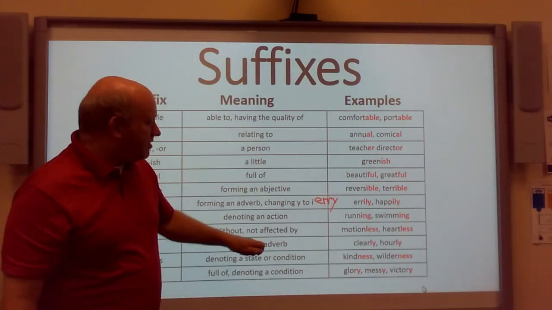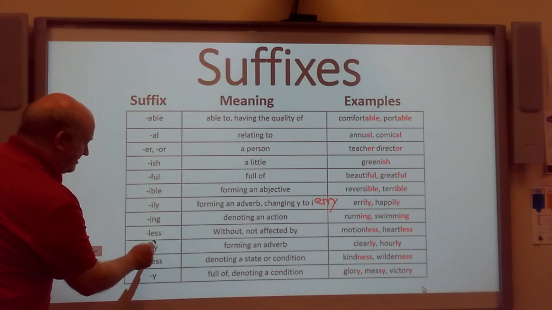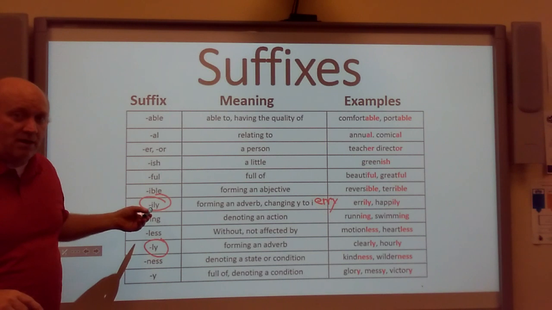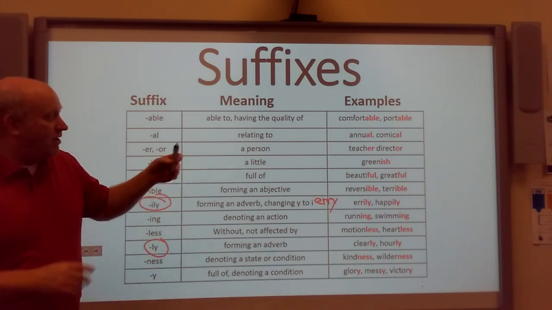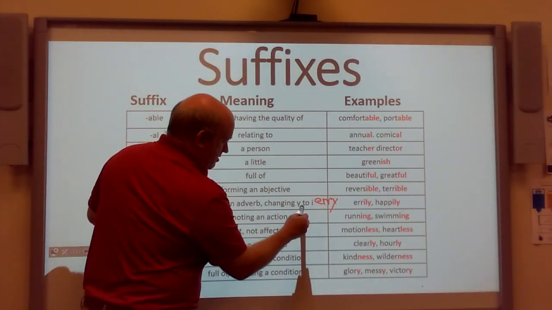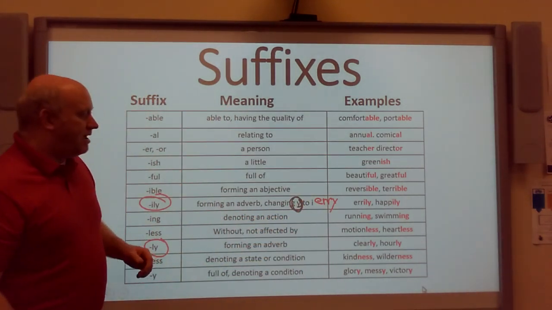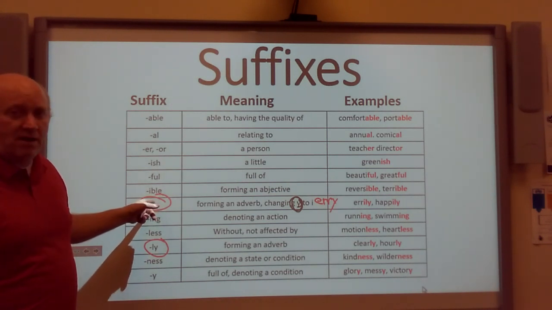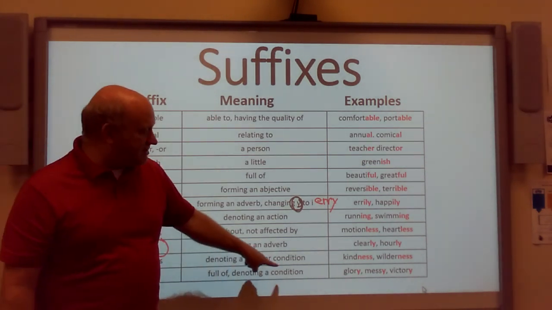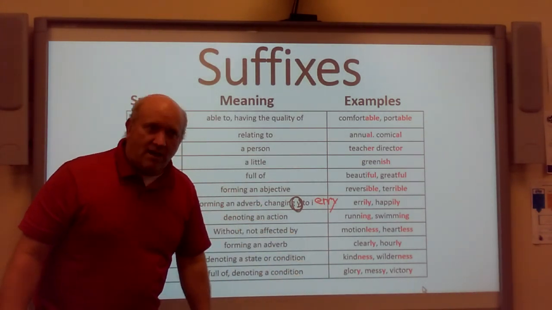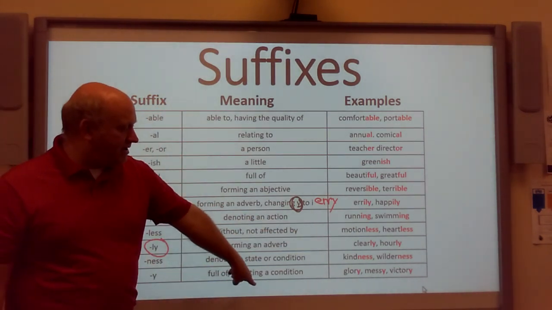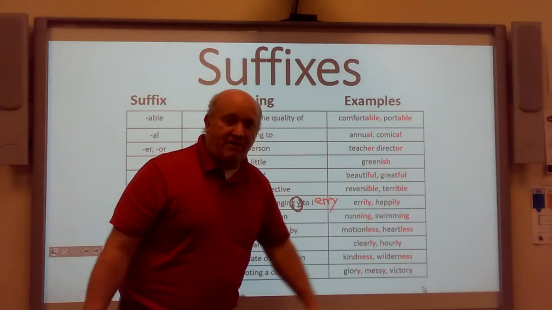The difference between these two is whether the word has the letter Y. The letter Y will determine if this is L-I-L-Y or just L-Y. Okay, and ness means denoting a state or condition. Examples, kindness, wilderness. And then y means full of, denoting condition. For example, glory, mercy, victory.